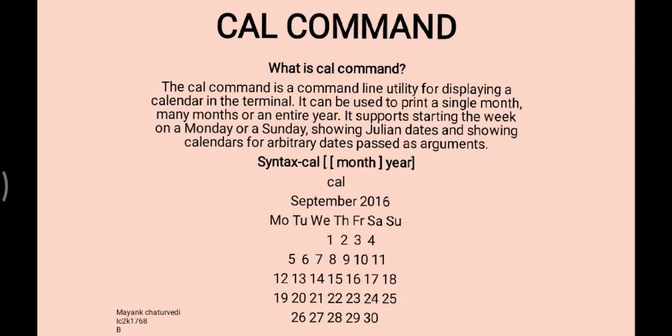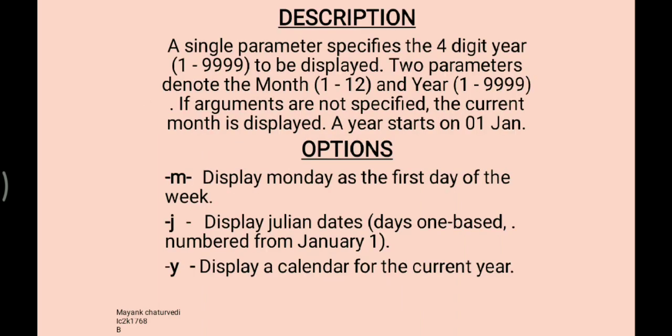passed as an argument. The syntax for the cal command is cal, then the month in square brackets, and then the year. Here is a description for the cal command. A single parameter specifies the 4-digit year, that is 1 to 9999, to be displayed. Two parameters denote the month, that is 1 to 12, and the year 1 to 9999. If arguments are not specified, the current month is displayed.